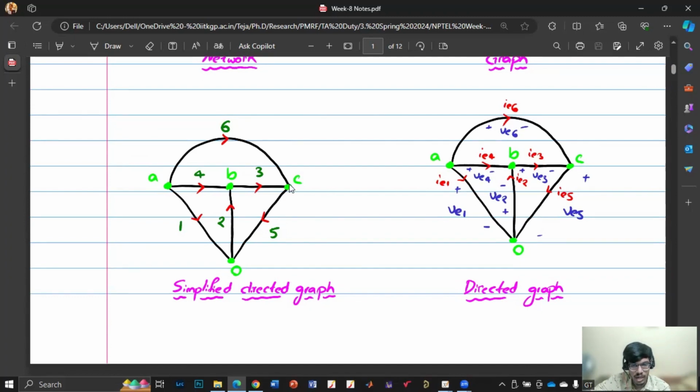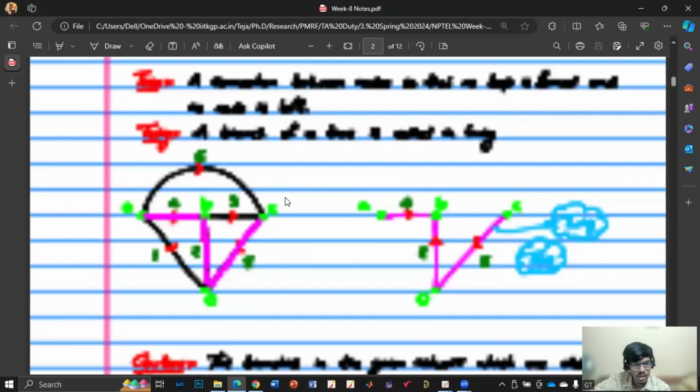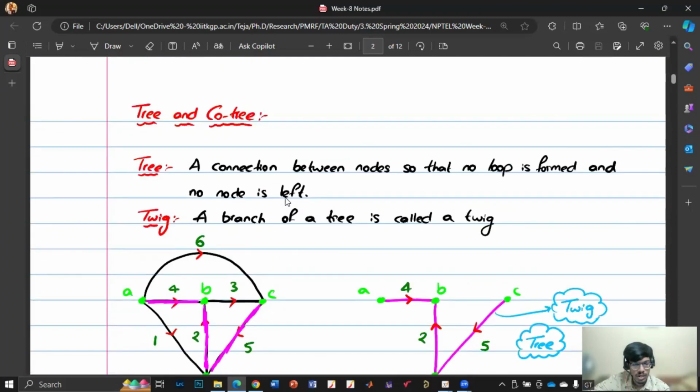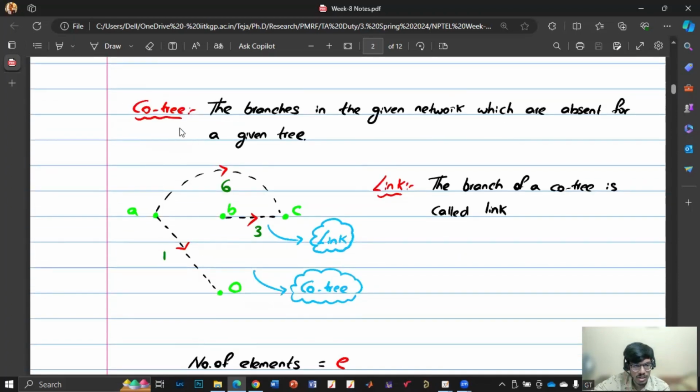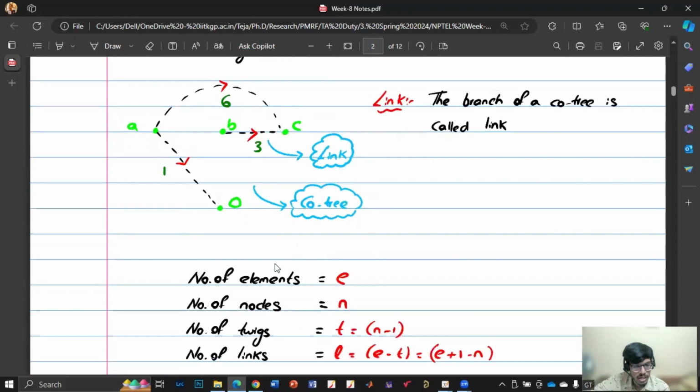Instead, if we directly show the current direction and rename all the nodes, then it's just a simplified directed graph. Here we are mentioning neither the current names nor the voltage polarity. Instead, we are giving numbers to those branches. Then we discussed tree and co-tree. A tree is just a connection between the nodes so that no loop is formed and no node is left. The branch of this tree is called a twig, whereas the co-tree is the rest of the branches which are not part of the tree, and the branch of this co-tree is called a link.